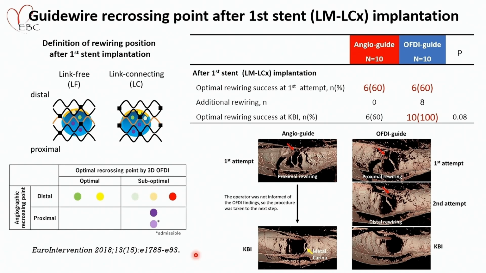After the first stent implantation, the success rate of distal rewiring on the first attempt was 60% in both groups. However, in the OFDI group, successful distal rewiring was achieved 100% of the time at the kissing balloon inflation.